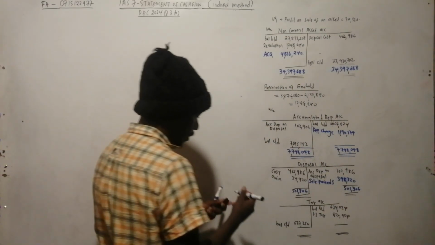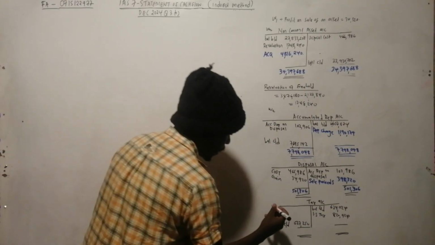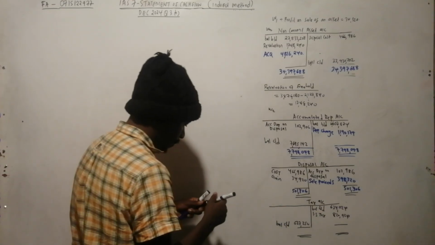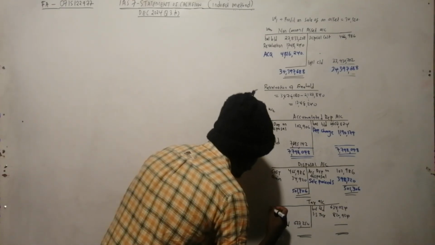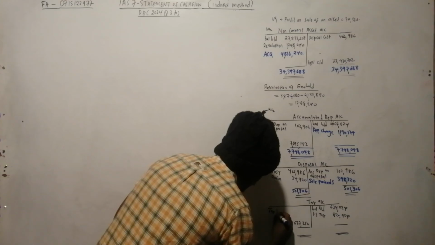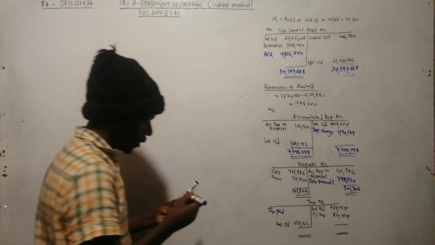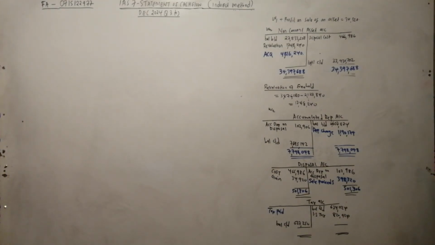Then the balancing figure will be the tax paid. So you write here tax paid. How do we get it? We get it by balancing the account. So let us balance that account.